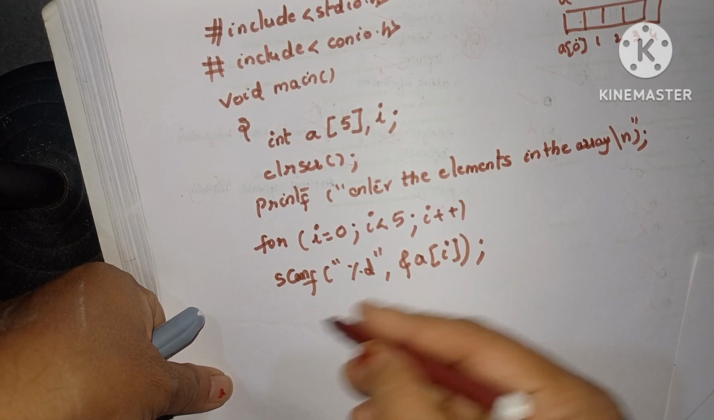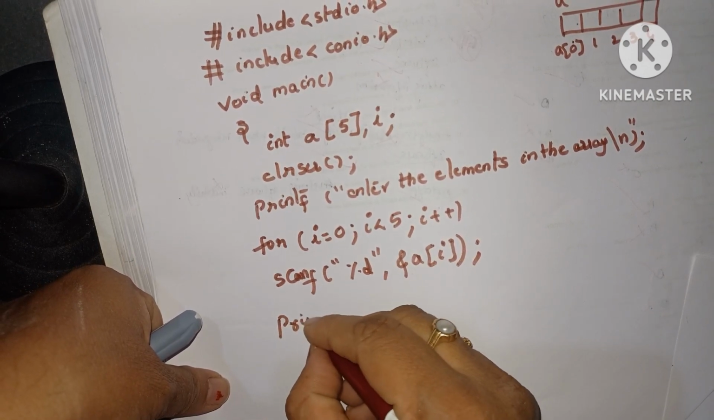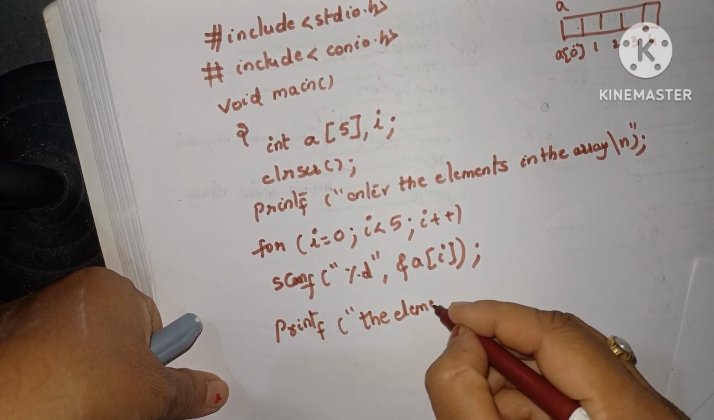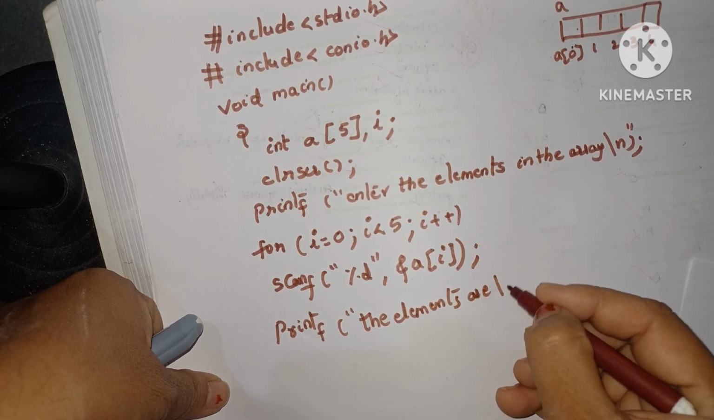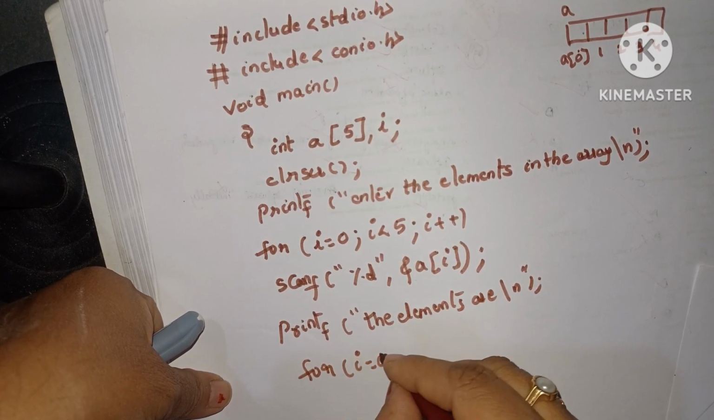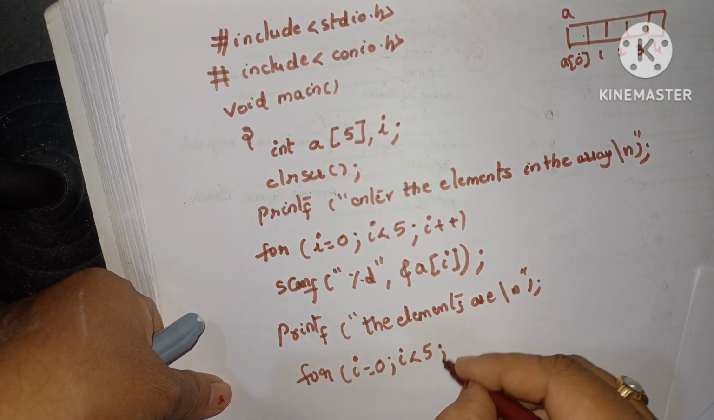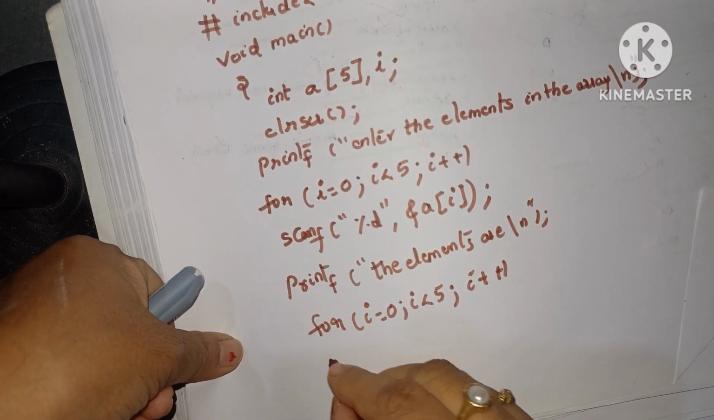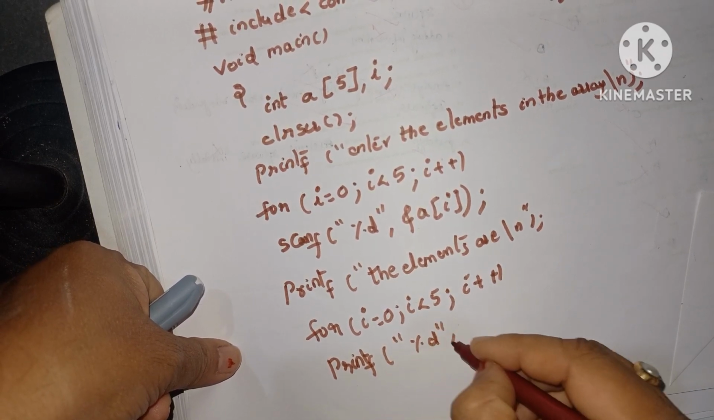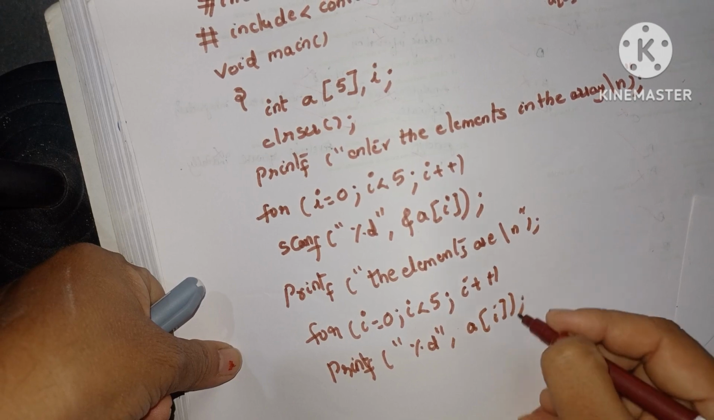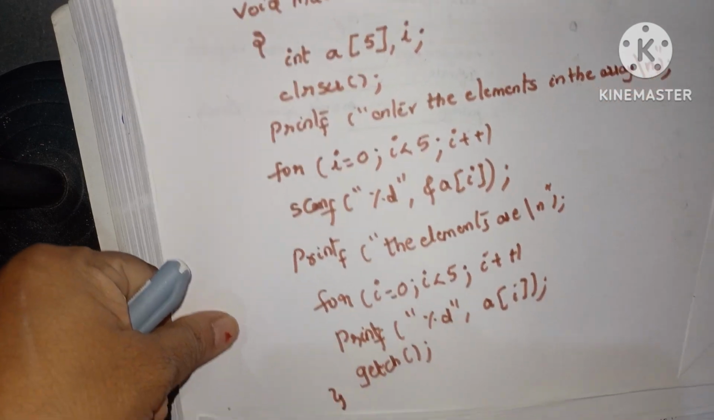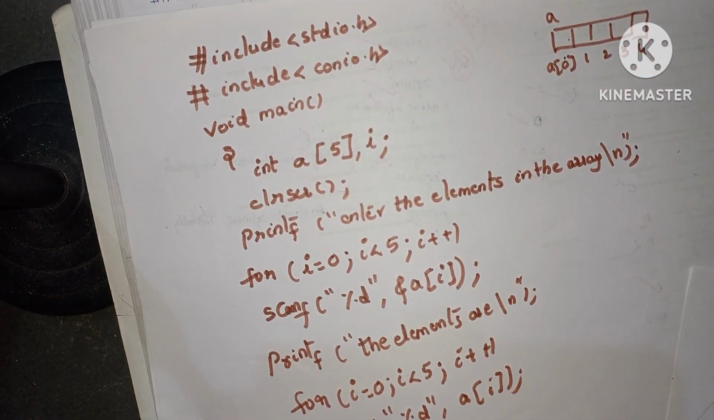Now I want to print the same elements, just accessing and printing the elements. So again I will keep the heading printf, "The elements are". This is only for heading. Again I will take one more for loop for printing all the elements: i equal to 0, i less than 5. This is the for loop syntax. Then how can you print the elements? Just printf("%d", a[i]). So this is a small simple program for how to access and print the elements in a single dimensional array.